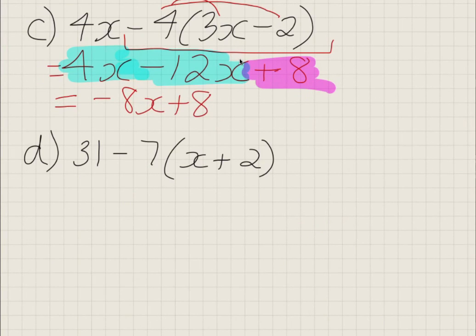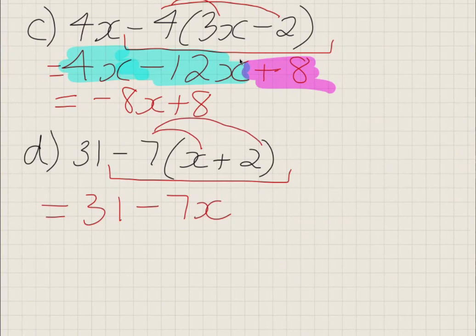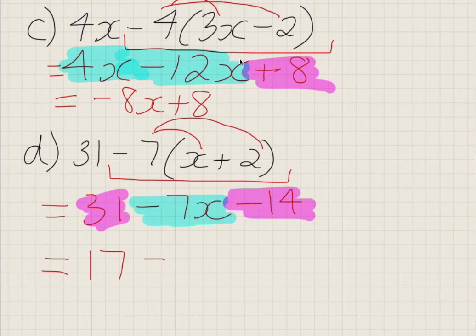Okay, again, part D, expanding this whole thing even with the negative sign as well. So we have 31 out the front, minus 7 times x gives minus 7x, minus 7 times 2 gives minus 14. And looking at the like terms, we have 31 and minus 14. And then here we just have minus 7x. So 31 minus 14 will give us 17. And we're just left with minus 7x on the end.